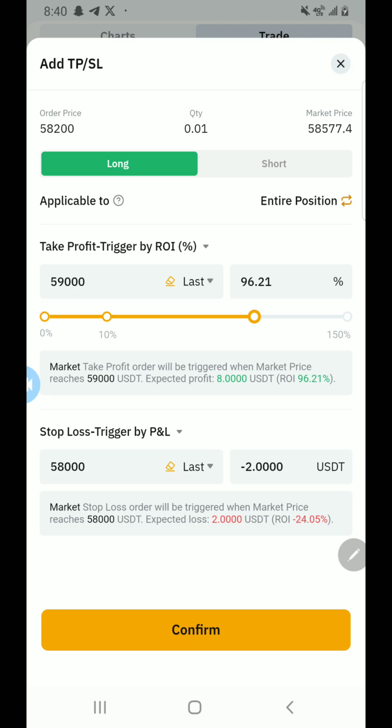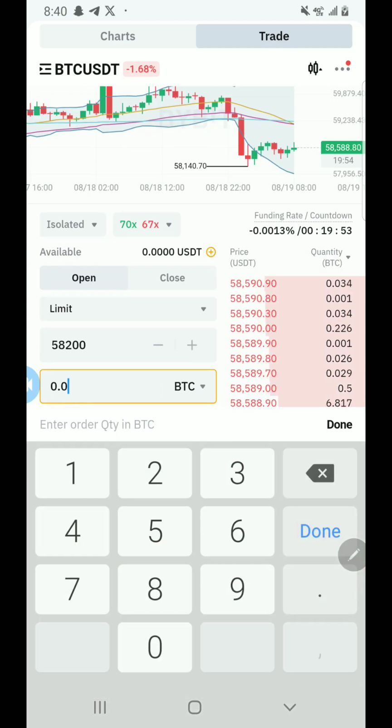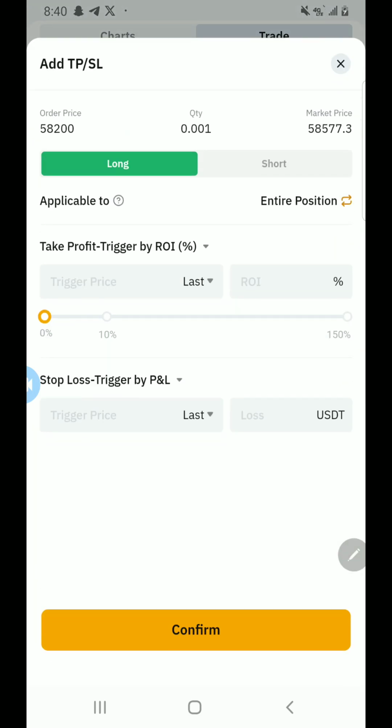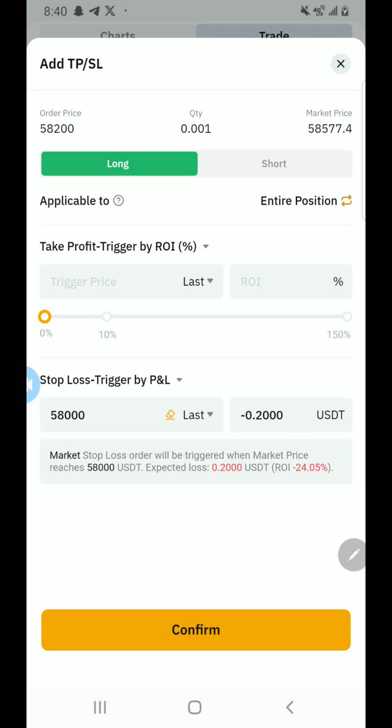So if $2 is too much for you to lose on the trade, you can come and adjust your position, the amount, the quantity, or more or less your position size here by, maybe in this case I did 0.01, so I'm going to do 0.001 in this case. So if I do that and I come back to adjust my stop loss and take profit, if I put my stop loss here to be 58,000, you see my loss has now reduced to a far smaller number of 0.2 USDT. So basically you adjust this according to your risk appetite.